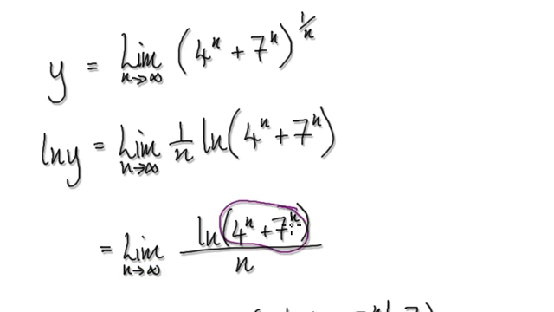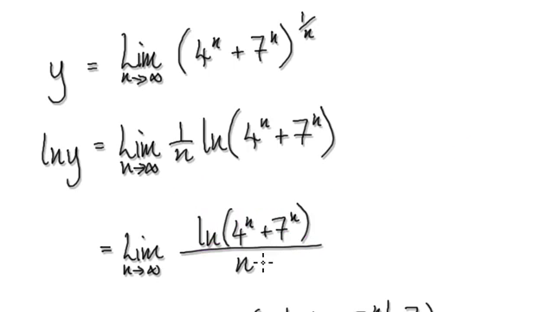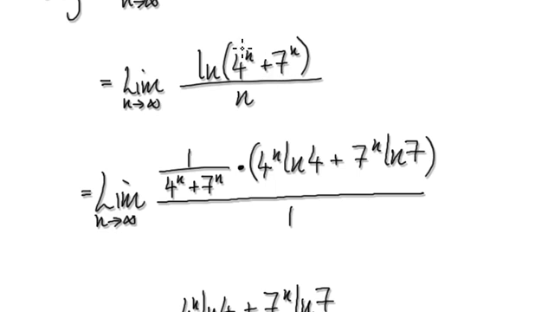This thing here is just going to get bigger and bigger and bigger. If you look at the natural log graph, this thing here is just going to get bigger and bigger and bigger. So this thing here is heading towards infinity. And then as n tends to infinity, this is also heading towards infinity. So you've got infinity over infinity, which is an indeterminate form, which means you can apply L'Hopital's rule.